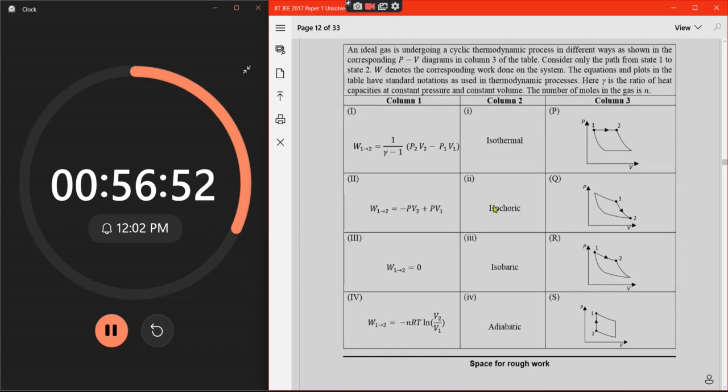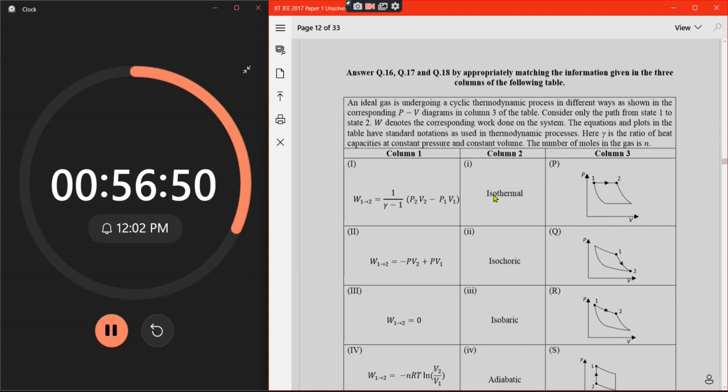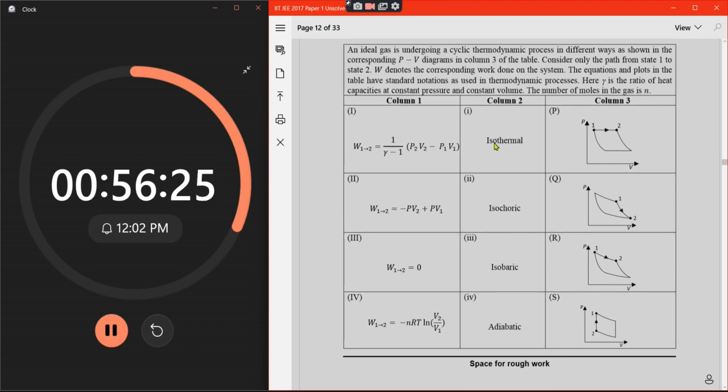16th is, okay, ideal gas is undergoing cyclic thermodynamic process in different ways as shown. Corresponding PV diagrams, column 3 of the table. Consider only path from state 1 to state 2. W denotes the corresponding work done on the system. Equations and plots in the table have standard notations as used in thermodynamics processes. Standards are different in chemistry and physics. Here gamma is the ratio of heat density at constant pressure and constant volume. Number of moles in gas is n. Okay, so what do we have to do now?